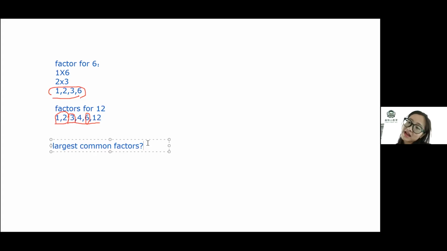Now I have a question. Why don't we ask for the smallest common factor? Who knows the reason? It's 1. Yes, very good. It's always 1. There's no point in asking, right? No matter if it's 100,000 or 12,000, the smallest common factor is always 1. So we only ask about the largest common factors.